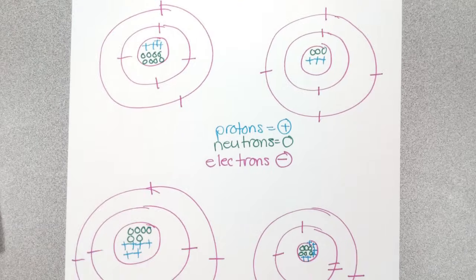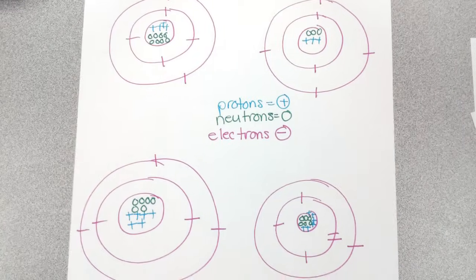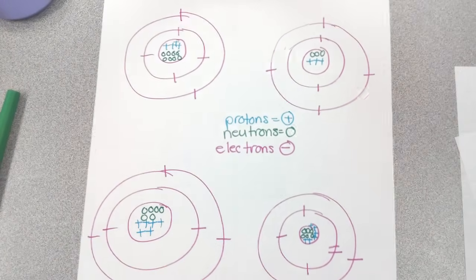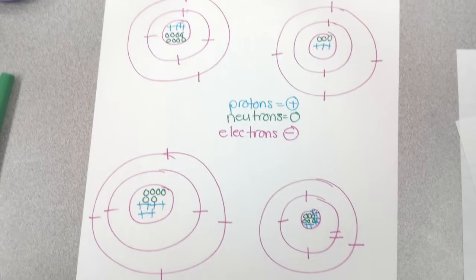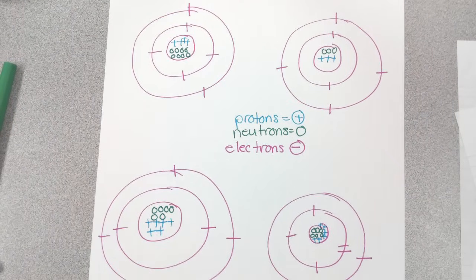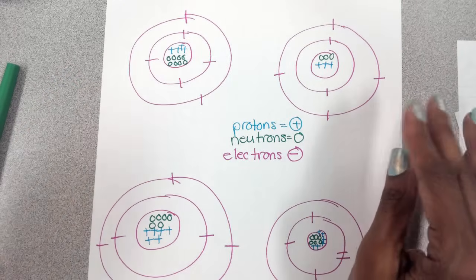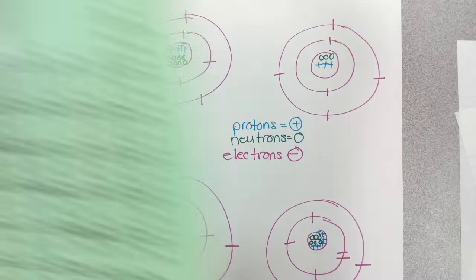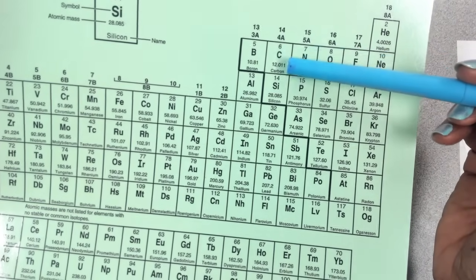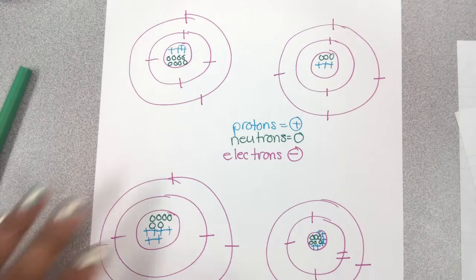Okay, this is the last thing I want to go over with you. You're going to see something on your test that looks like this. Okay? Now, it's going to ask you which of these models is correct for carbon. Okay? Well, let's look at carbon. Carbon has an atomic number of 6 and a mass of 12. Okay? So let's come up here to the top.